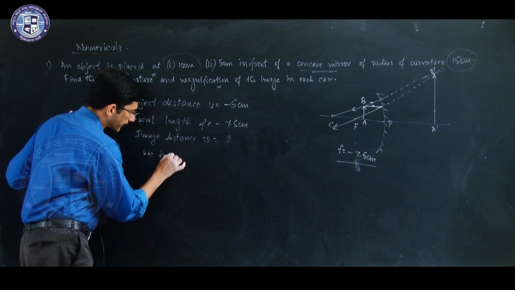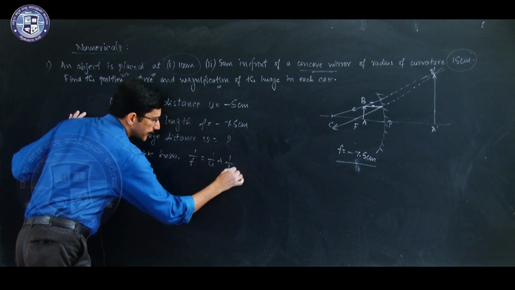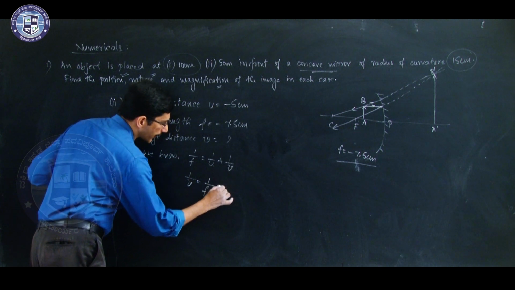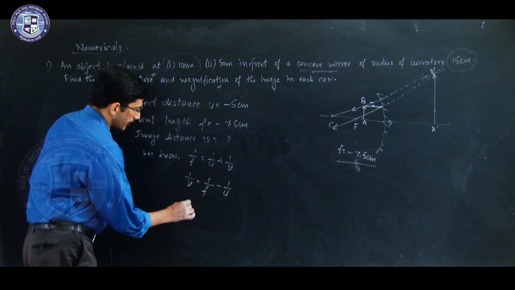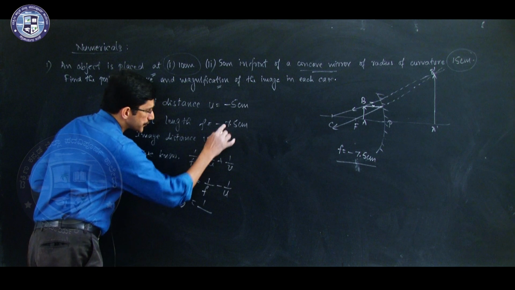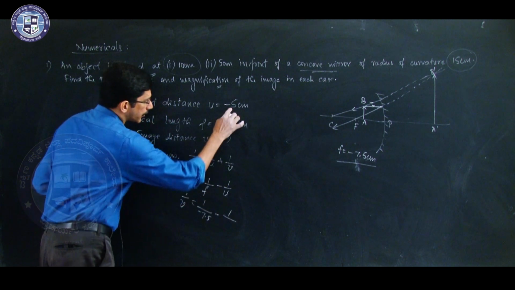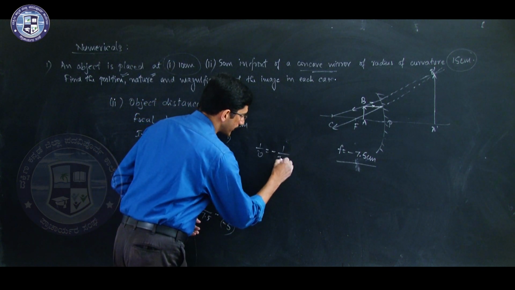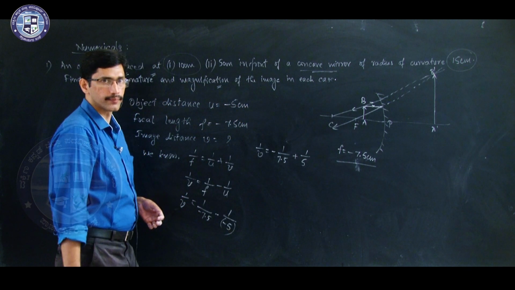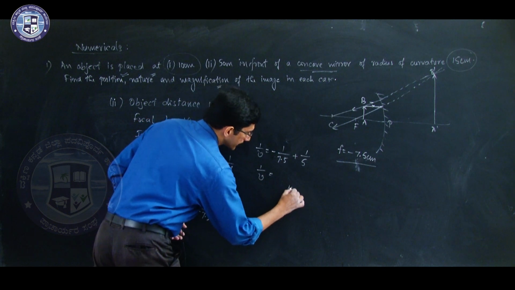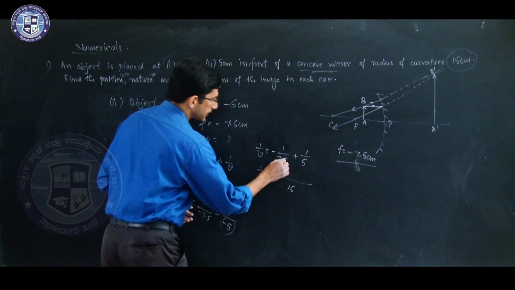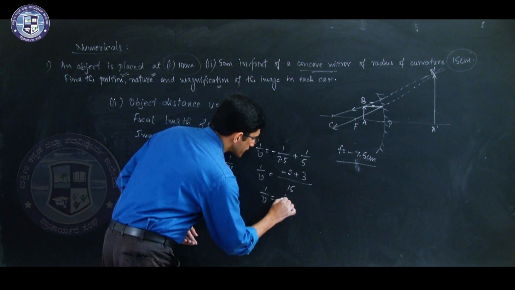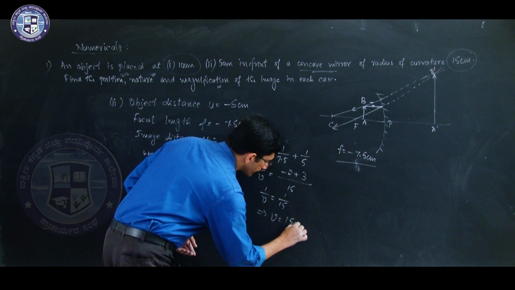We will use the formula 1 by F is equal to 1 by U plus 1 by V. What we want is 1 by V. Therefore, 1 by V is equal to 1 by F minus 1 by U. Now, 1 by V is equal to, F is minus 7.5, minus 1 upon minus 5. Therefore, 1 by V is equal to minus 1 upon 7.5 plus 1 by 5. So, I can take the LCM, which is 15. Therefore, it is minus 2 and this is plus 3, right. So, 1 by V is equal to 1 by 15, therefore, the image distance is equal to 15 centimeter.